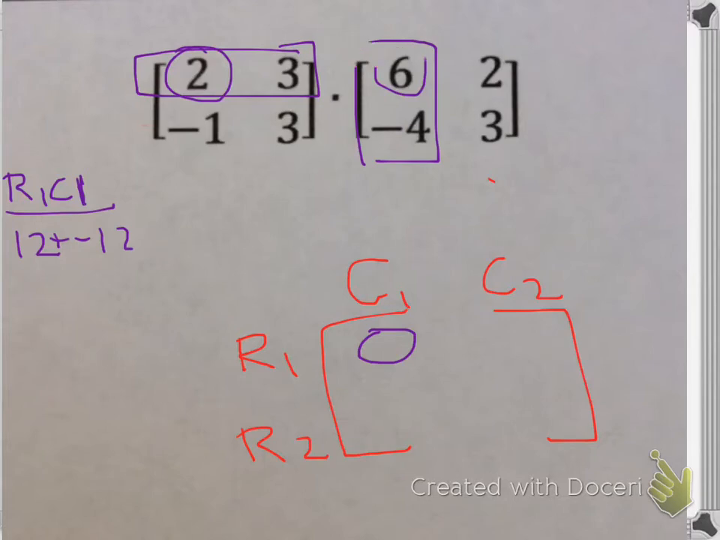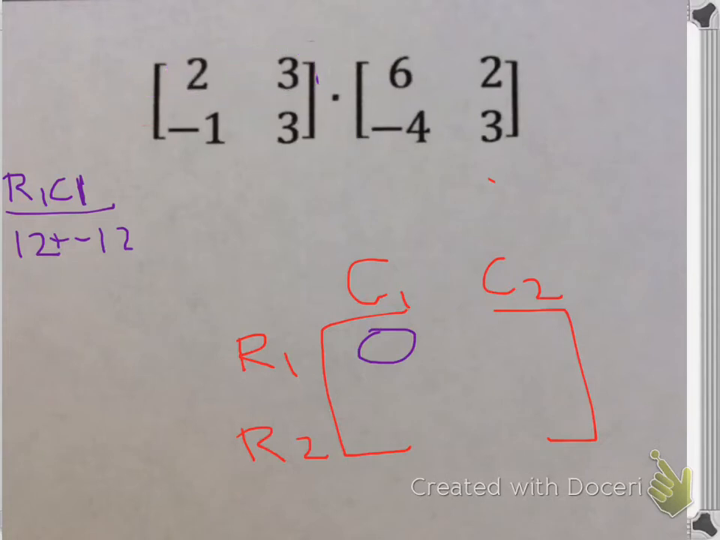Now, in order to find the next number in my matrix, I'm going to have to use different rows and different columns. So let's take a look at what I need to use this time in order to find my rows and my columns. So to find this answer, I would use this answer over here. I would use row 1 and column 2.